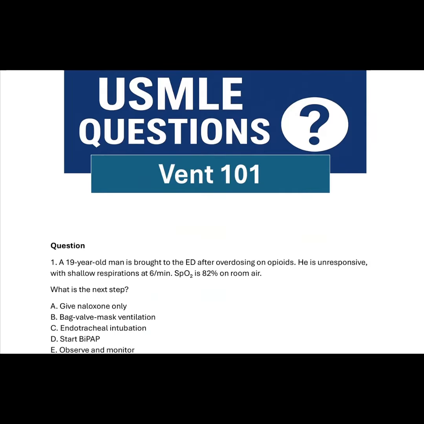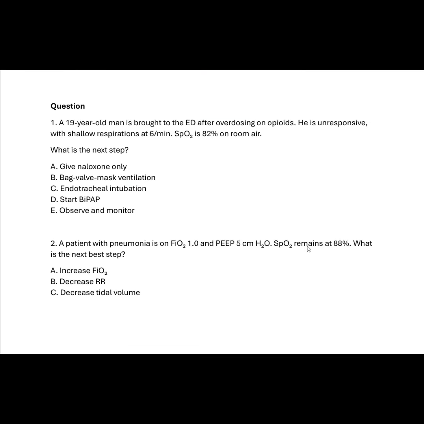Let's do some questions. So the first question there is, a 19-year-old man brought to the ED after overdosing on opioids is unresponsive with shallow respirations and a respiratory rate of 6. Oxygen saturation is low. What is the next step?